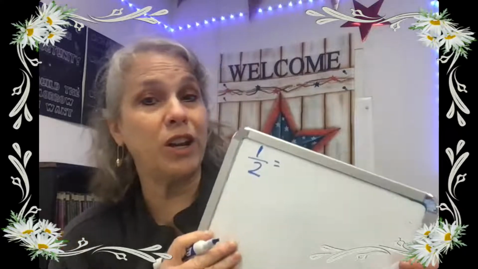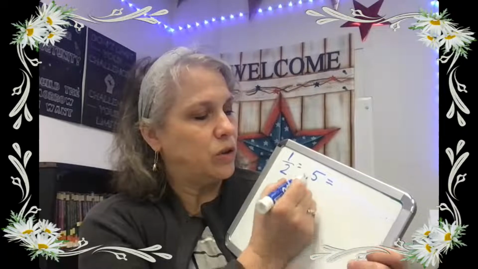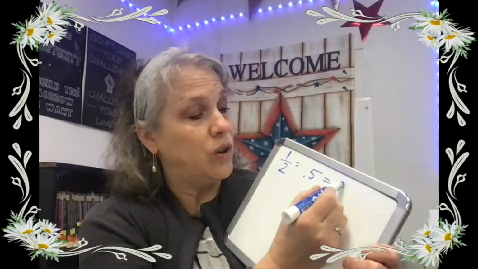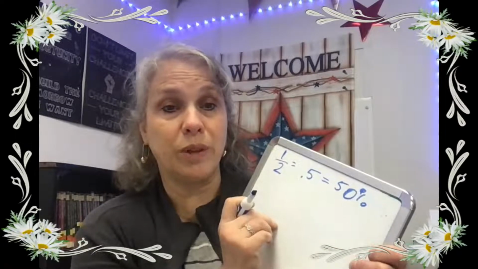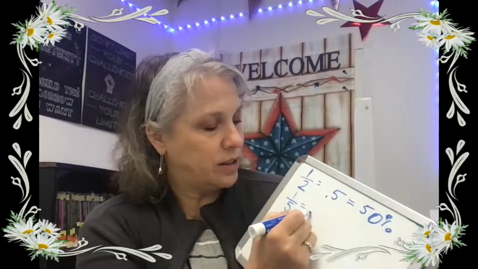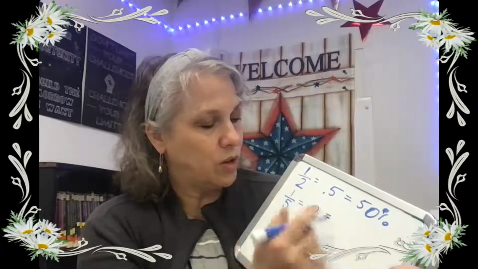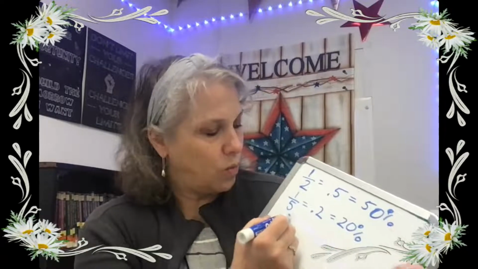Now, I would like to talk about changing a fraction to a percent. So if I have a fraction like 1/2, okay, some of you may already know that 1/2 is 0.5, which is equal to, multiply it by 100, you get 50%. So move the decimal point 2 places. If I had 1/5, that is the same thing as 0.2. So multiply by 100, it's 20%.